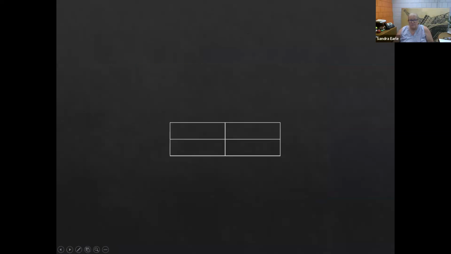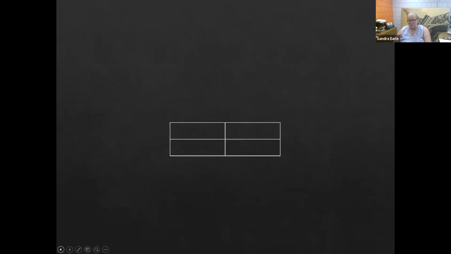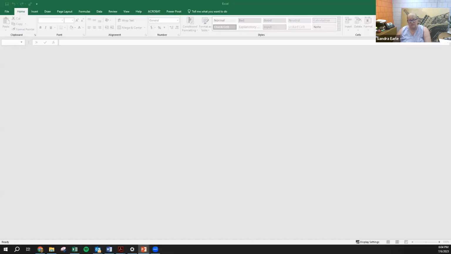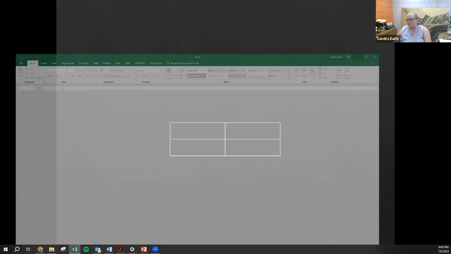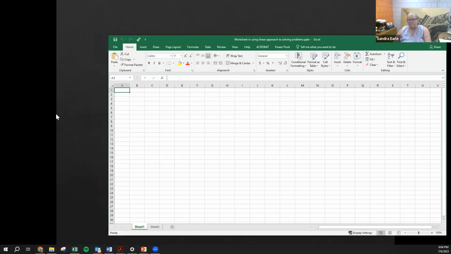XY data. Then we can plot these. And here's where I'm going to bring in Excel. I thought I was going to bring in an Excel spreadsheet here. So here's where we'll have our Excel spreadsheet, and we'll want to put in our X, Y data.